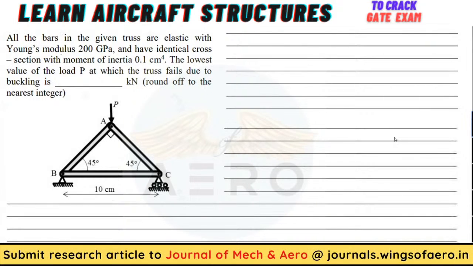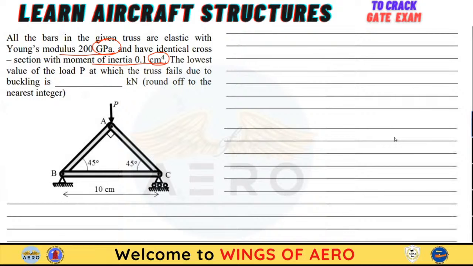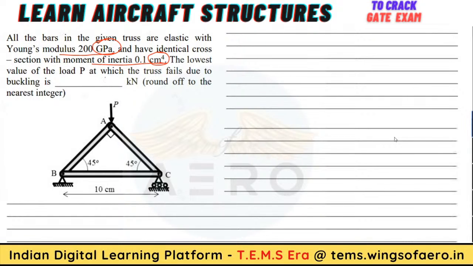They have given you the Young's modulus. They have given the I value, that is moment of inertia. Okay, careful with the units. Next, they have asked for the lowest value of P at which the truss fails due to buckling.